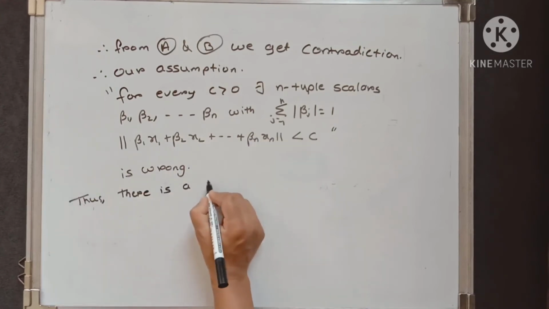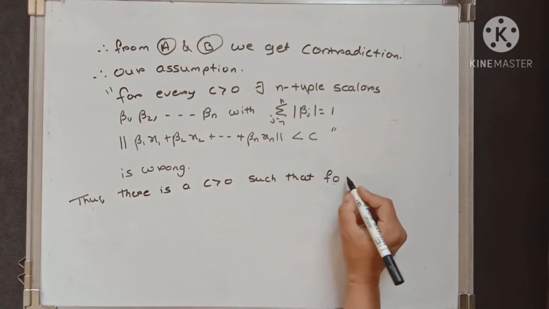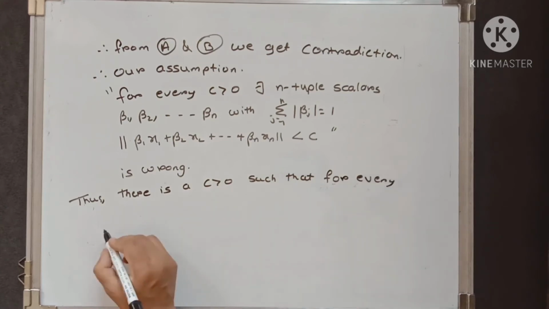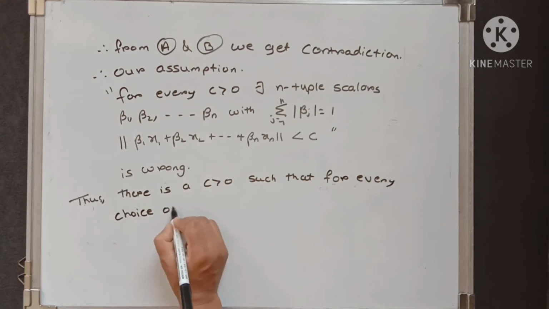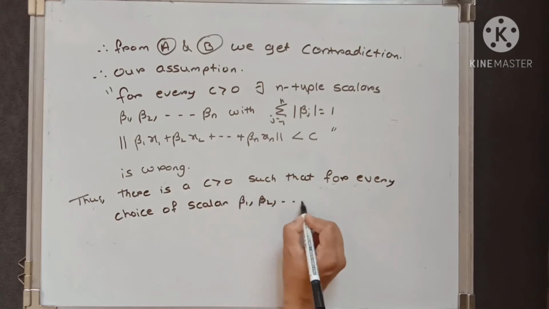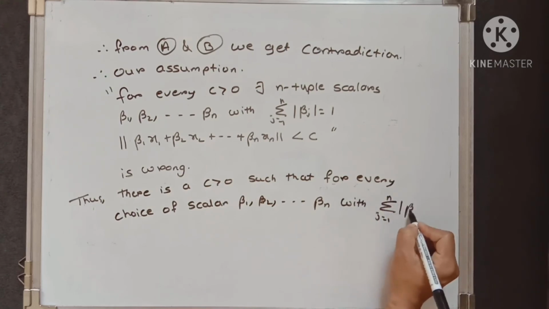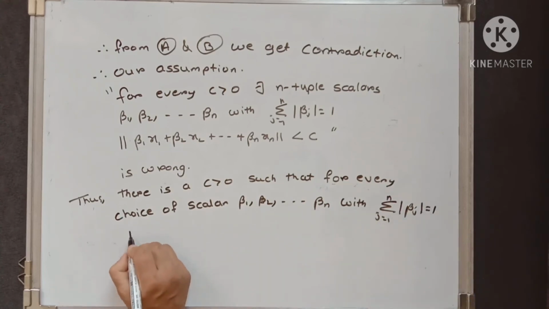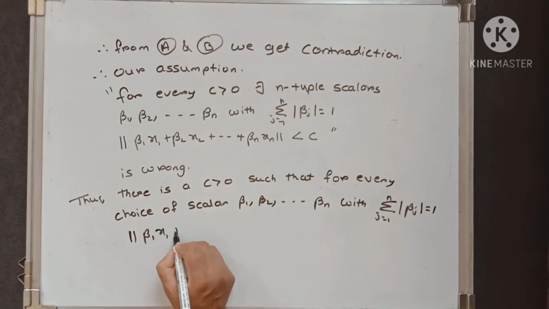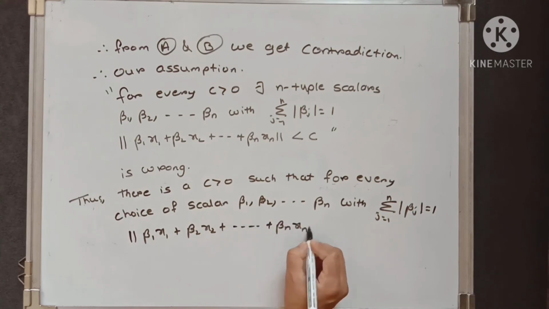it says there is a c greater than 0 such that for every choice of scalars beta 1, beta 2, up to beta n with the summation j from 1 to n of mod of beta j equal to 1, norm of beta 1 x1 plus beta 2 x2 up to beta n xn is greater than or equal to c. This is the proof of the lemma.